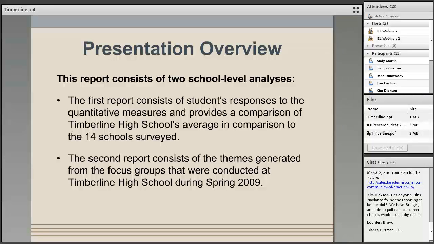The second report is where we took the focus group data from each of the schools we worked with, summarized the main themes that came from that, and put that in a PowerPoint as well. So it gave both the quantitative picture of where we are, and also the qualitative picture of how the ILP experience is going.